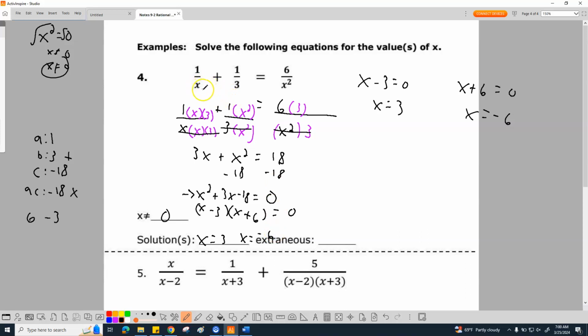Now, it probably does have an extraneous solution. The way you'd find it is you'd go and plug in everything to see if it works. I personally don't want to write this in right now. I'm not in the mood to check for extraneous solutions, but you'd take 3 and plug it into one side and the other side and see if they equal each other. And then you take the negative 6 and do the same thing.